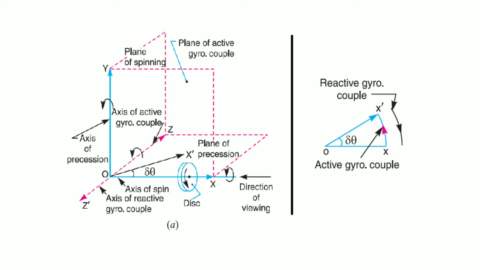When this rotor, or we can say the axis of spin, is rotating through a delta theta angle, the new axis of spin is OX dash.